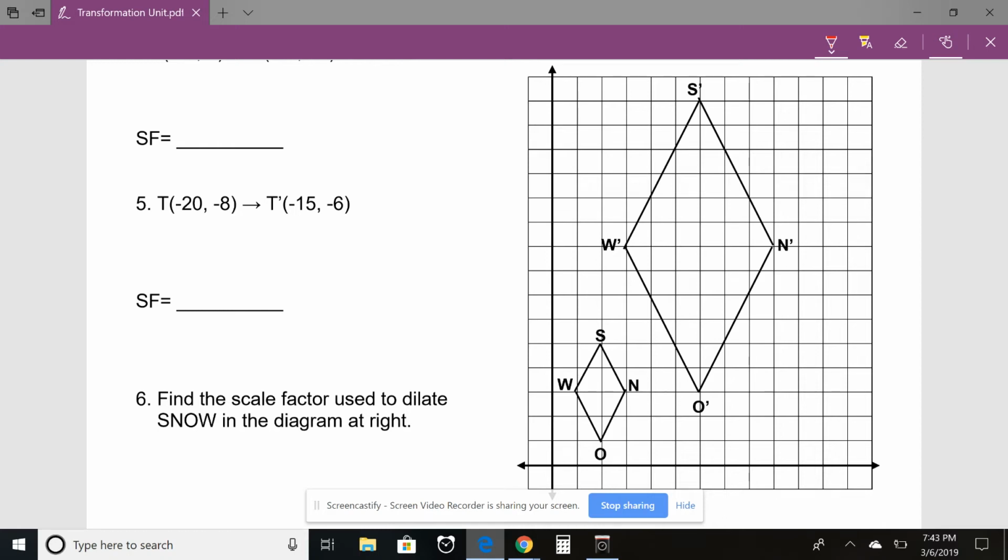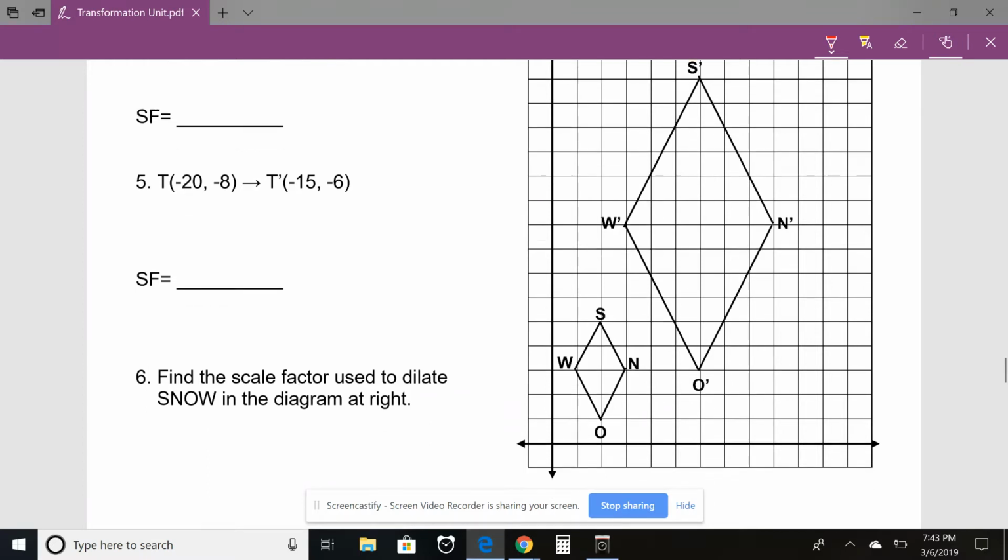In today's lesson, we're going to be talking about scale factors. So now we're going to have dilated figures in a graph, and we have to determine the scale factor. In order to do that, you pick a pair of points where one of them is the original and the other one is the prime.